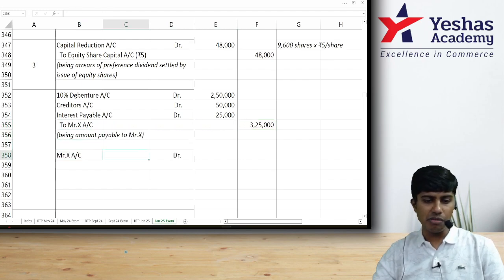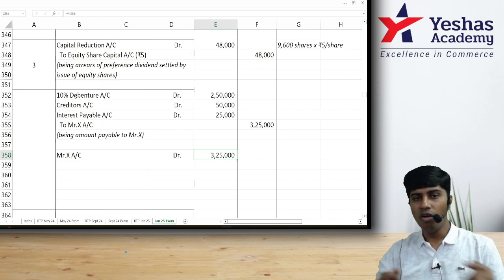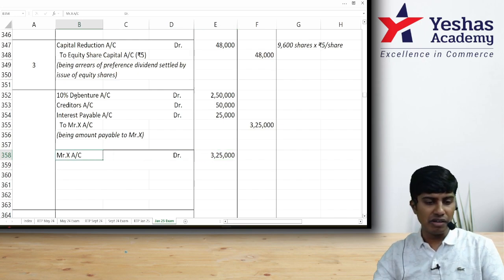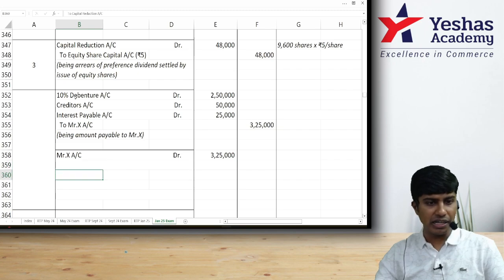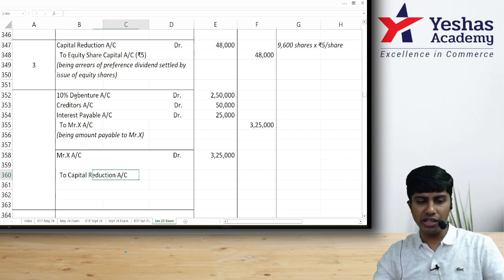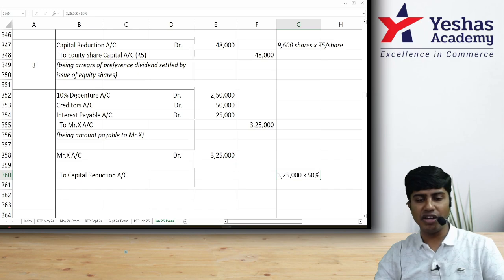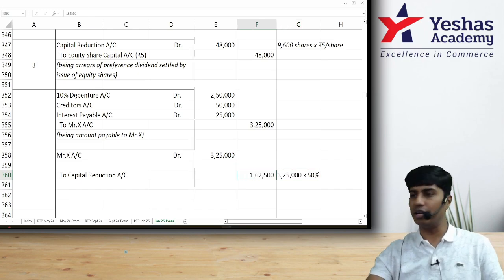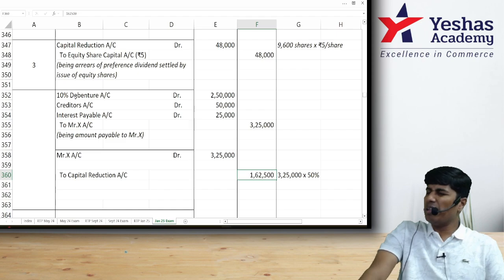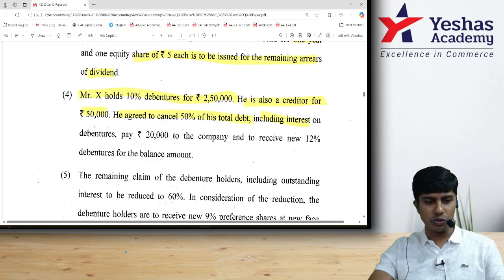And I'm going to settle Mr. X 3,25,000 now. How? 50% he gave up. I will credit 50% to capital reduction account. I would write here capital reduction 3,25,000 into 50%, 1,62,500. How am I going to settle the balance 1,62,500? Read the question.